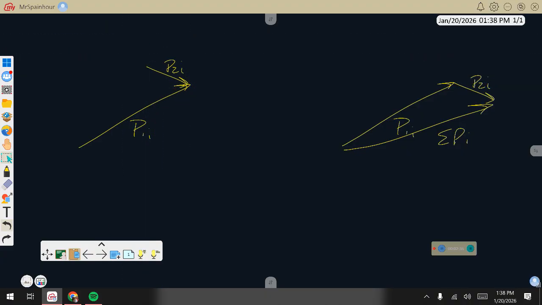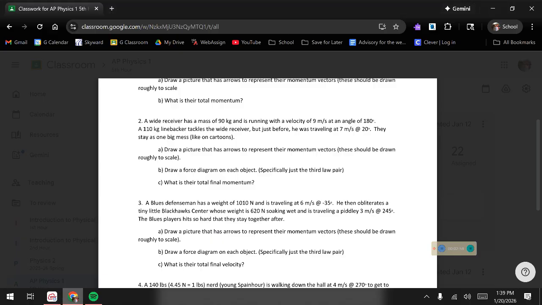That being said, it might be easier to draw it this way in order to tackle part B. The reason why these guys switch where they're going at all is because of, as we said at the very beginning, which of Newton's laws are we pretty much reliant on here to look at momentums changing? Newton's third. Let's switch colors here, let's go to light blue. Part B says, draw the force diagram on each object, specifically drawing the third law pair.